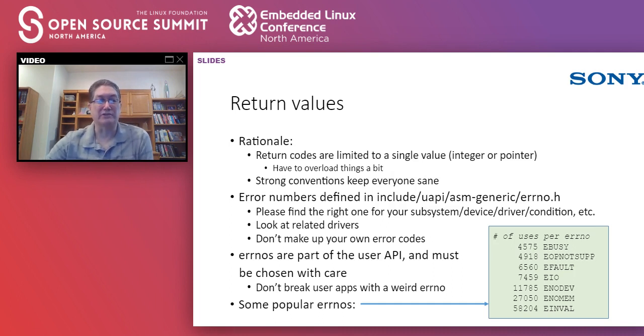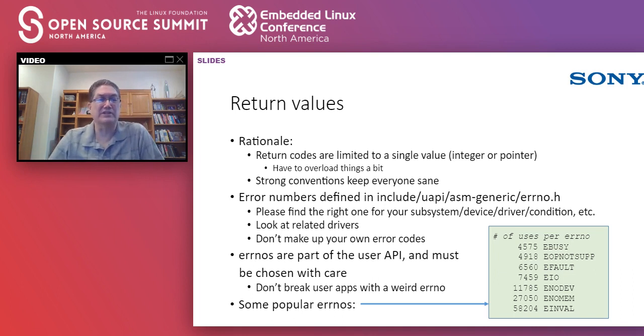So what's the rationale for doing things this way? Well, return codes have a limited value range, right? They're limited to a single integer or pointer. Basically, one word is what you can get back. So you have to overload things again. You have to put the error namespace, if you will, into the same space as the return value space. But we have strong conventions here that help keep everyone sane.